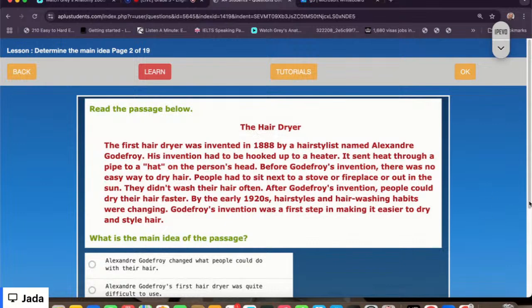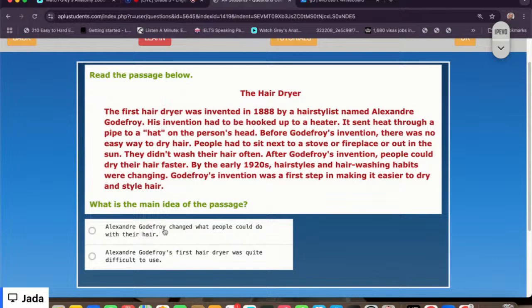So this passage is about the hair dryer. Now we have to read this passage and figure out which is the main idea. So what's the main idea over here? Alright, so how Alexandra changed what people could do with their hair. Okay.